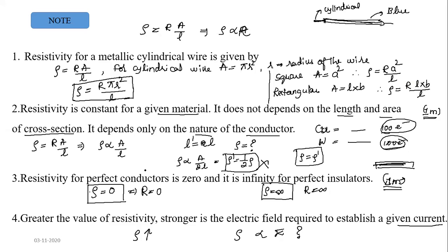So see here, the resistivity is constant for a given material. According to the definition of resistivity, it is the resistance of a conductor of unit length and unit area of cross section.